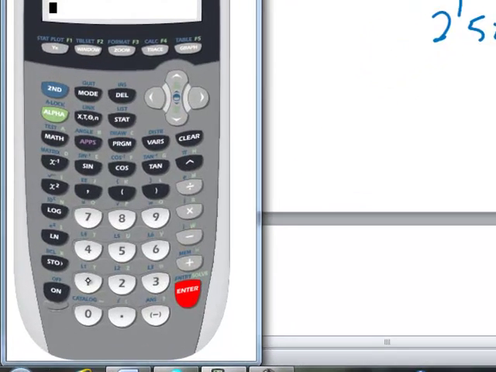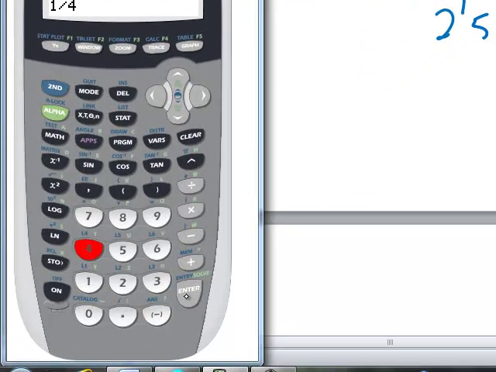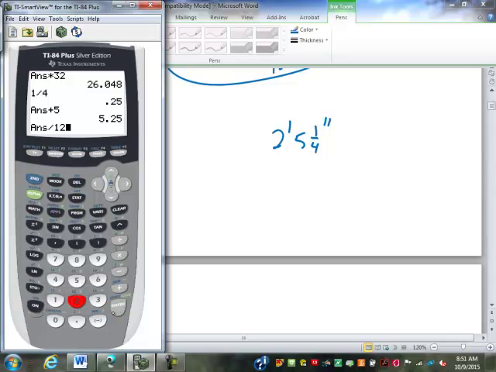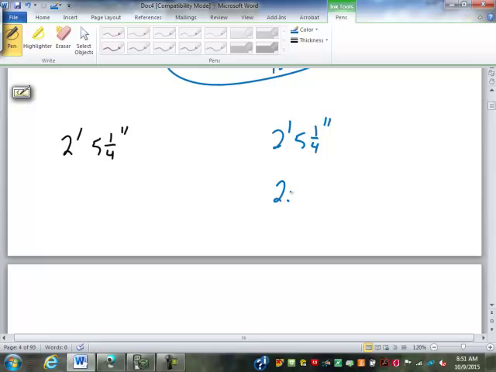I'm going to start out with the fraction, the 1/4. 1 divided by 4 is going to give me the decimal, 0.25. Now I have to add the 5 inches to it. So I add 5, I now have 5.25 inches. And now I need to convert those into feet, so I'm going to divide by 12. 0.4375 feet, and I add the 2 feet, so I have 2.4375 feet. Does everybody follow that? Yeah, it's pretty simple. It's just calculator strokes.